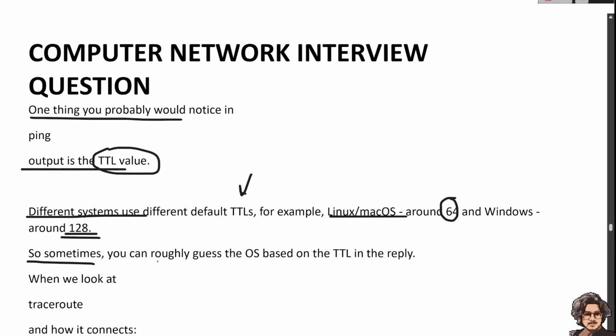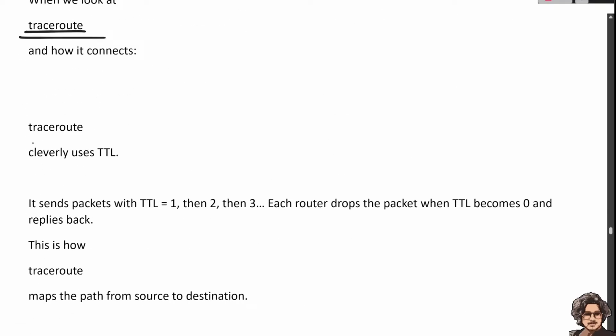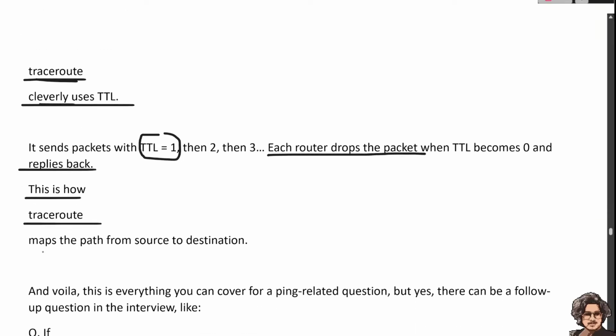So sometimes you can roughly guess the OS based on the TTL in the reply. When we look at traceroute and how it works, traceroute cleverly uses TTL. It sends packets with a TTL of 1, then 2, then 3. Each router drops the packet when the TTL becomes 0 and replies back. This is how traceroute maps the path between the source and destination.